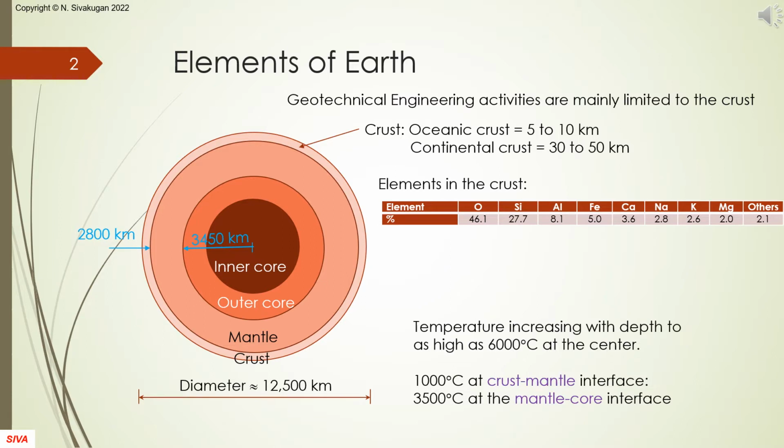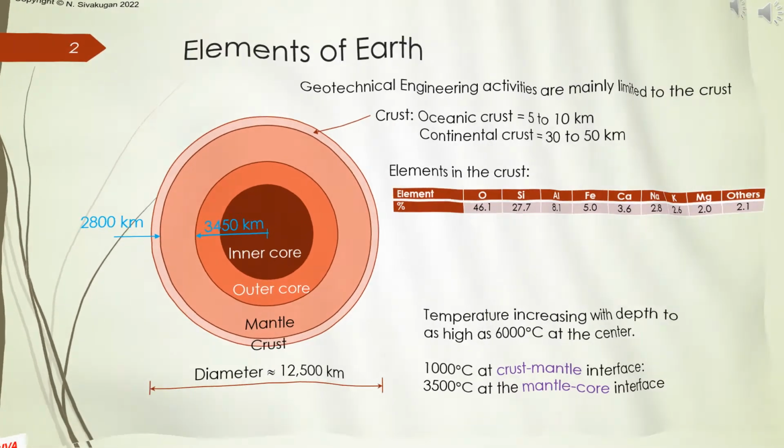All the engineering we do is within the top few hundred meters within the ground, which is the crust. The three major elements of the crust are oxygen, silicon and aluminium, which are present as oxides. There are also smaller quantities of iron, calcium, sodium, potassium, and magnesium.